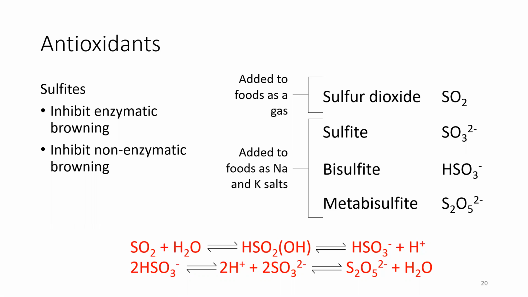And so by its name, the phenolic compounds in that food are converted into quinone compounds. And what sulfites do is they convert those quinone compounds back to phenolic compounds. So they reverse that reaction.